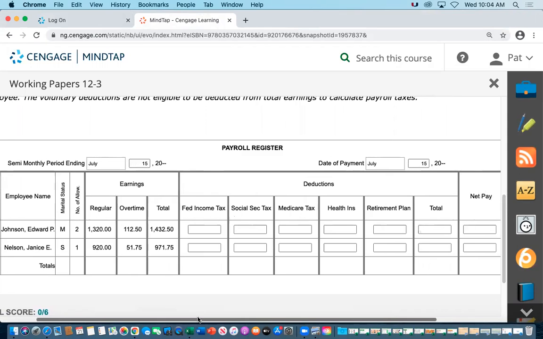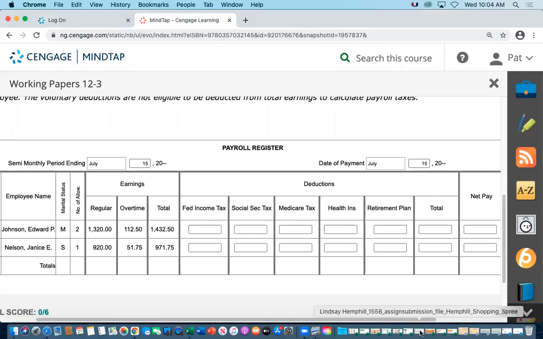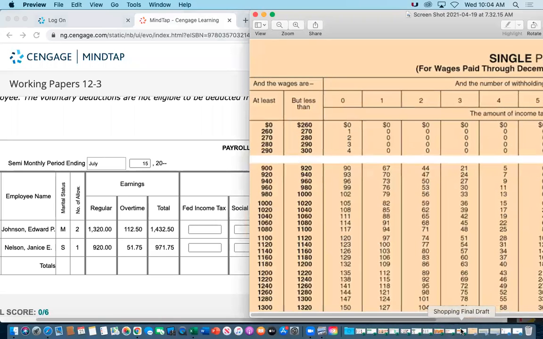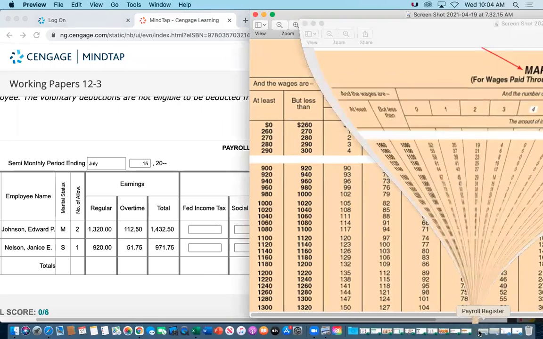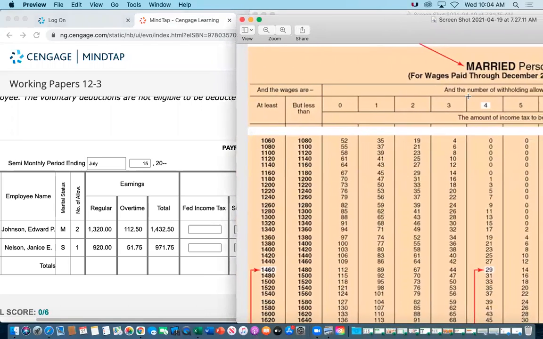All right, so first things first, federal income tax. This first employee is married with 2 allowances, so we've got to find the married chart. Here's the married chart. It's 1,432. It's in between 1,420 and 1,440. There's 2 allowances, so you go across to the 2 and you get $61. You all okay with getting $61 there?